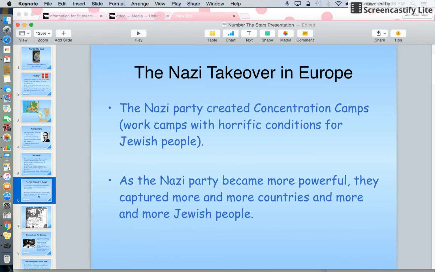The Nazi Party created these things called concentration camps, and these were work camps with horrendous conditions. This is where Jewish people were sent. As the Nazi Party became more powerful, they captured more and more countries and more Jewish people.